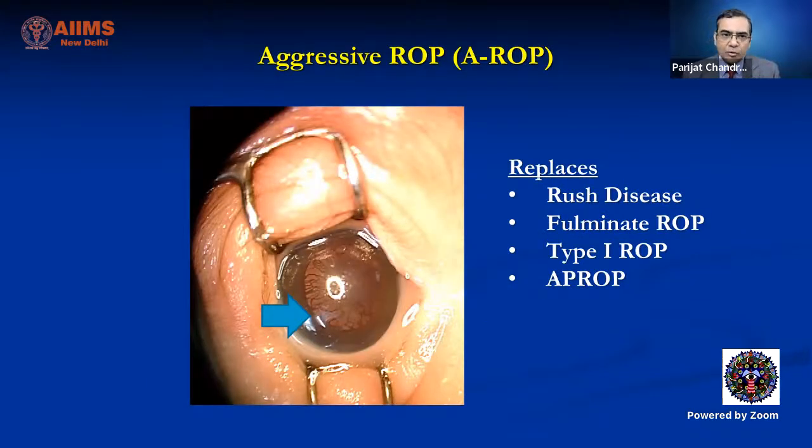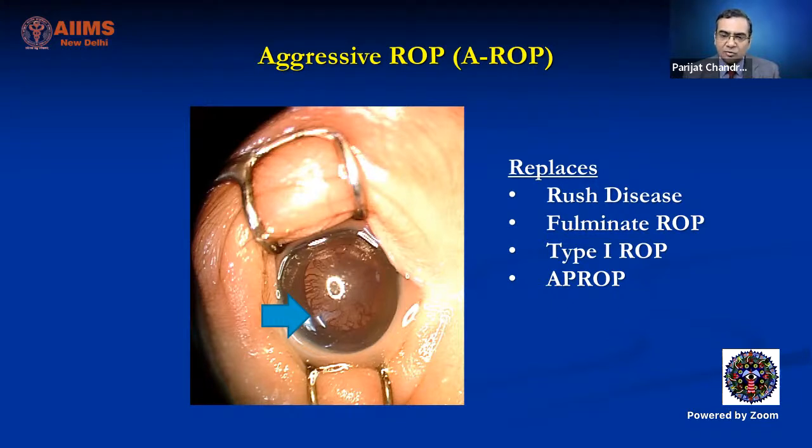Let's look at another component, which is aggressive ROP. Earlier it used to be called aggressive posterior ROP by the previous classification, and much before that people used to call it rush disease, fulminant ROP, type 1 ROP. A lot of this terminology used to confuse people. The basic idea of aggressive ROP was that it signifies a disease which progresses very fast, is aggressive in nature, and therefore you need to watch out for it because it can lead very quickly to retinal detachment.